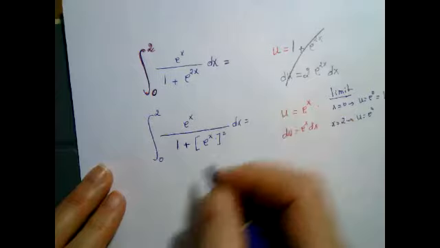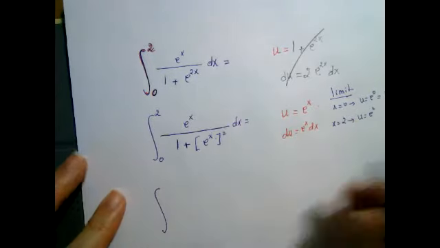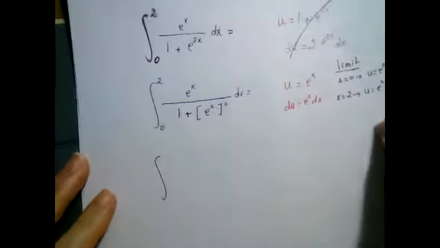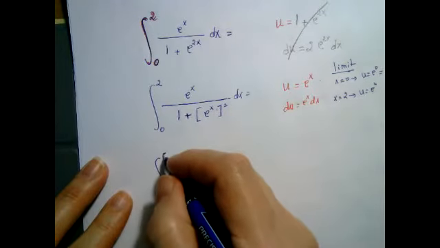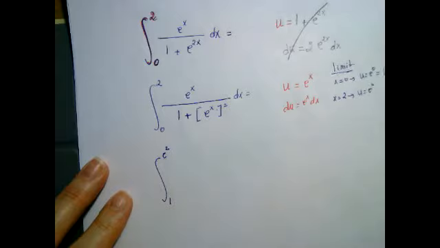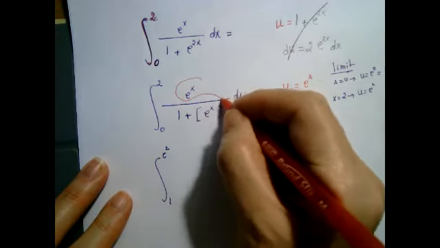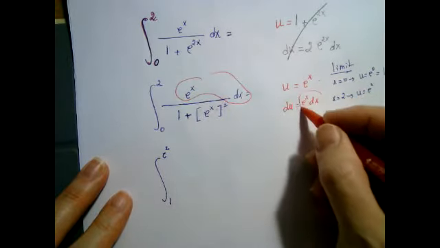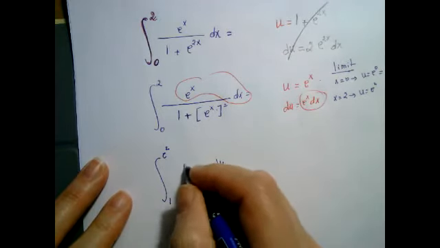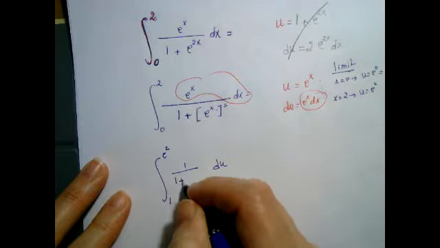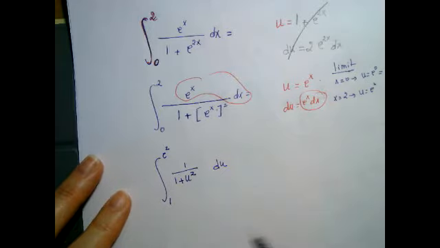So finally, this is going to be the following. Integral from 1, that's the lower, the upper is e squared, and then e to the x dx. The e to the x dx is my du now, so I can go like this, and now I will have 1 over 1 plus u squared.